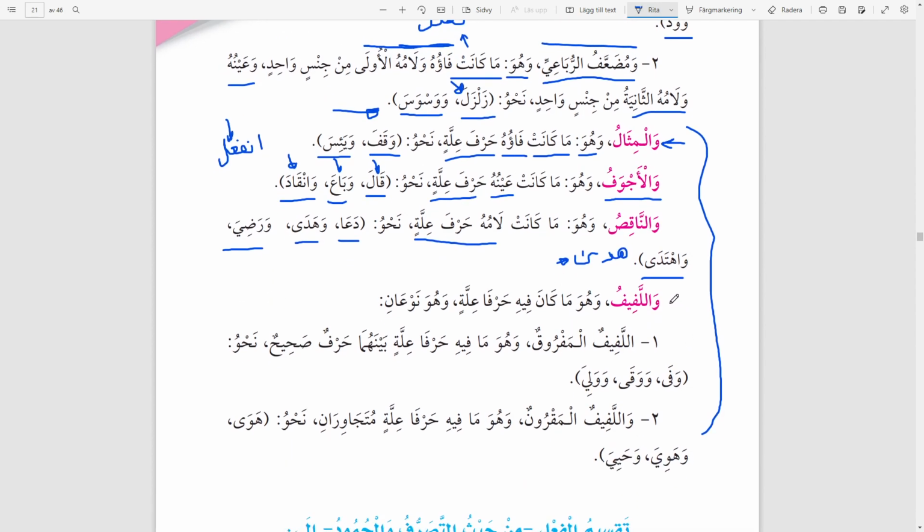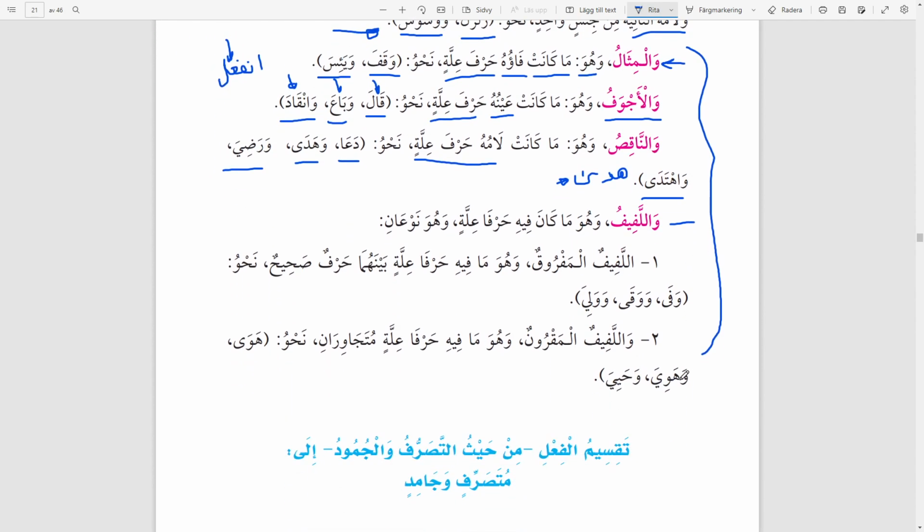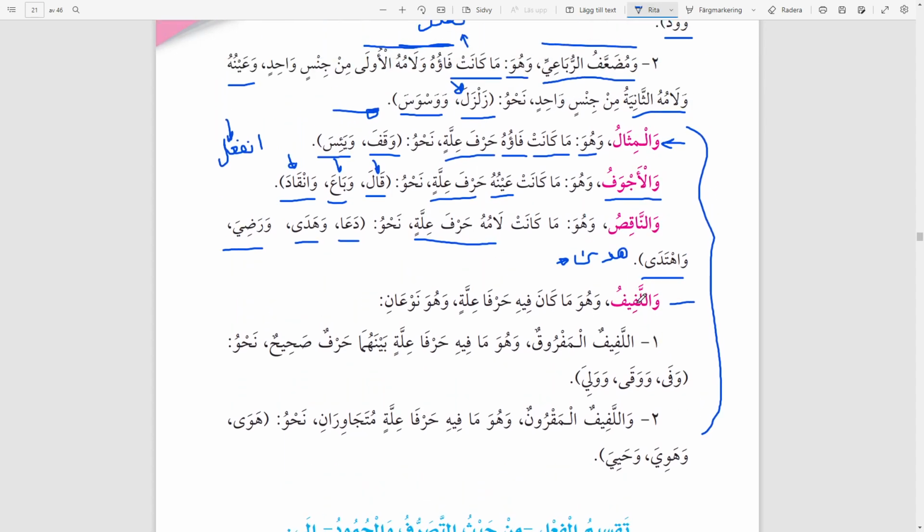And then you have the lafif. I believe it's the last one, right? Yeah, last one of 9. Lafif means something that is wound up, like a spool of thread, for example. That is lafif. Subhanallah, I had the word for this, khair inshallah.